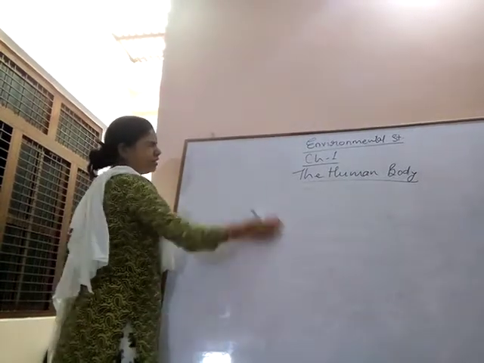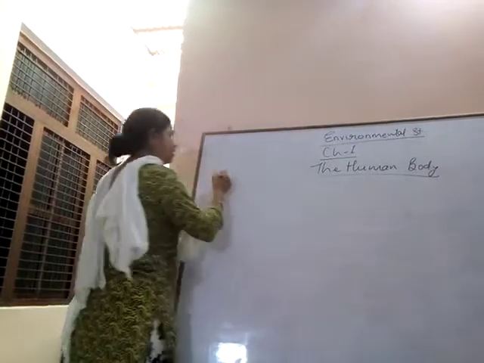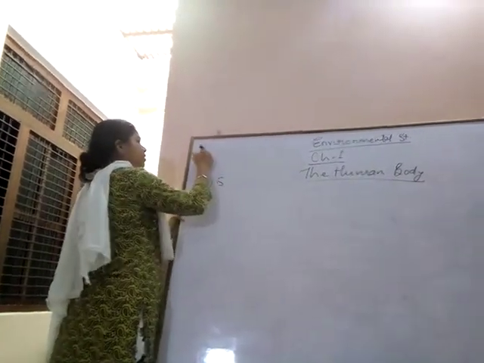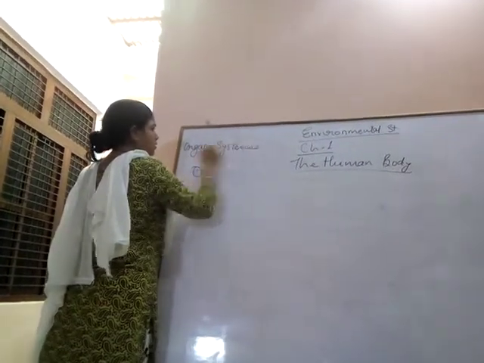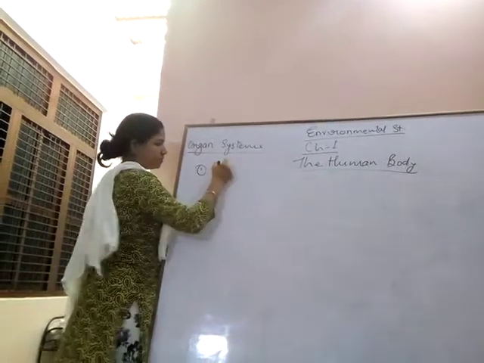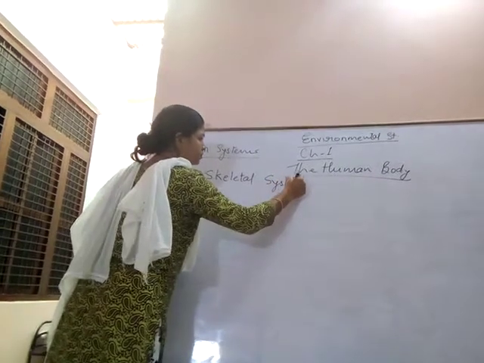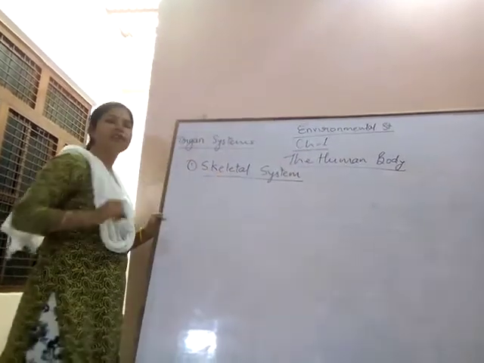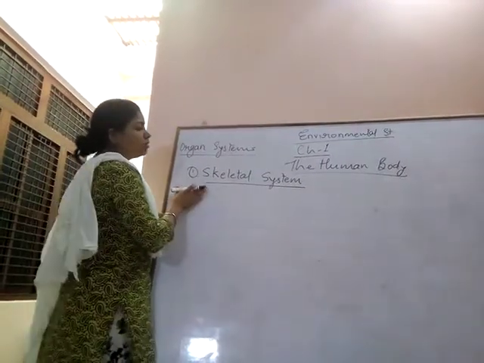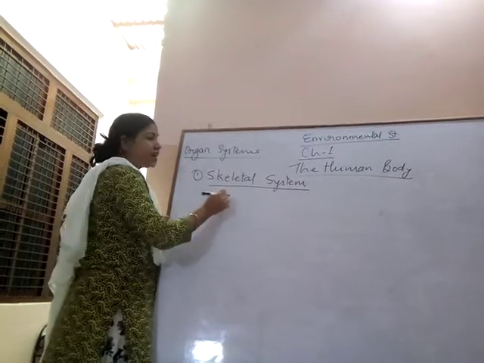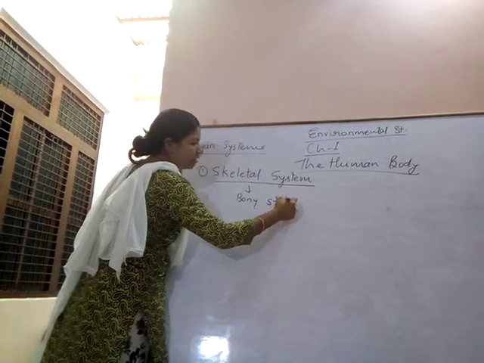So let's start with our muscular, I'm so sorry, let's start with our skeletal system. First, our organ systems. Let's start with the skeletal system. I hope everybody has a book. In that book, the structure is shown. So this skeletal system is our bony structure.